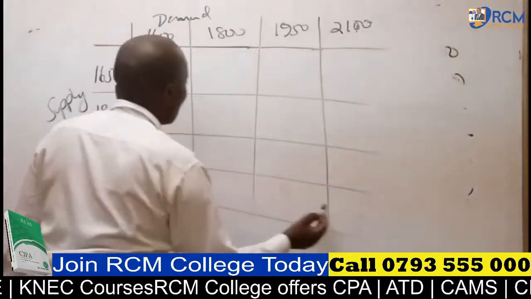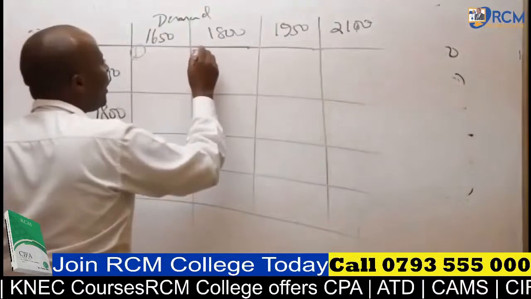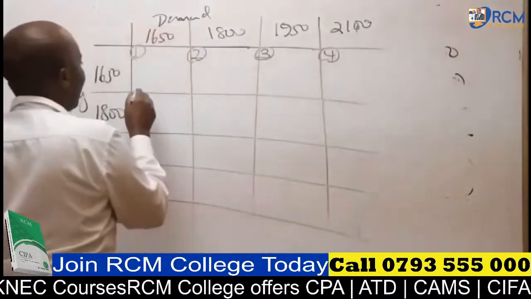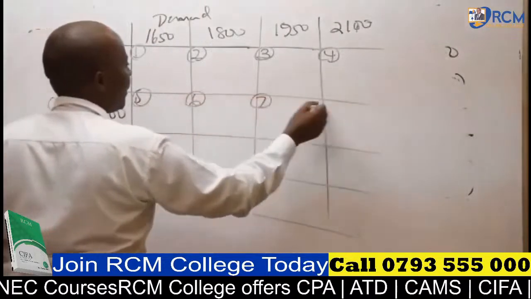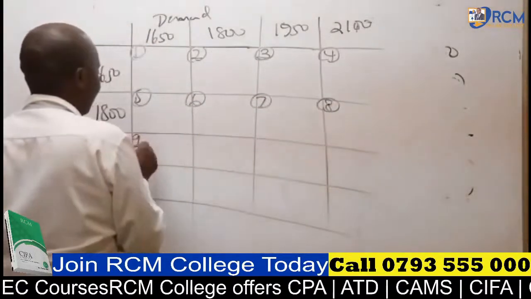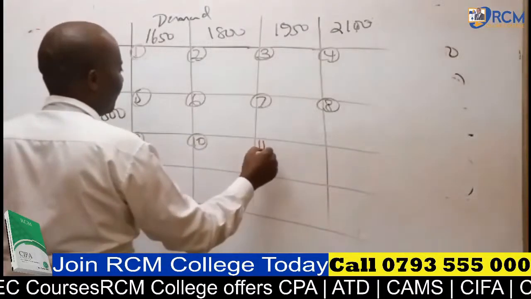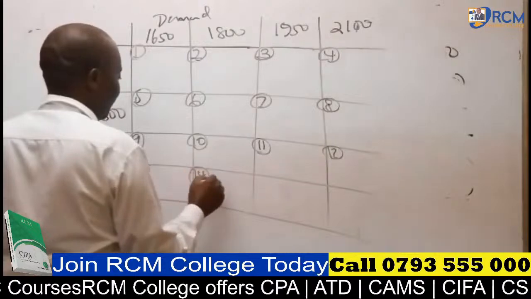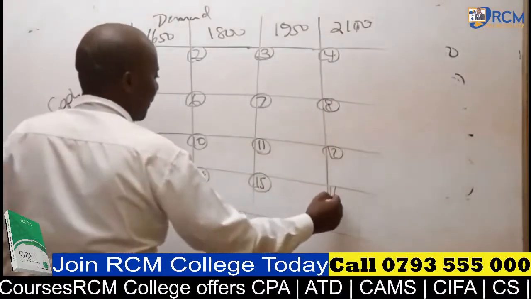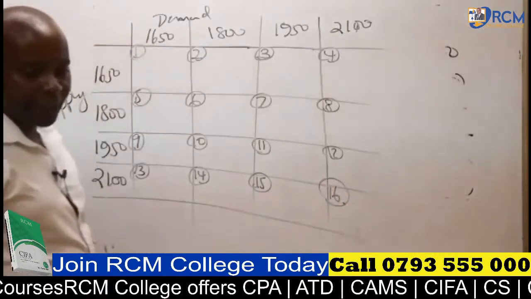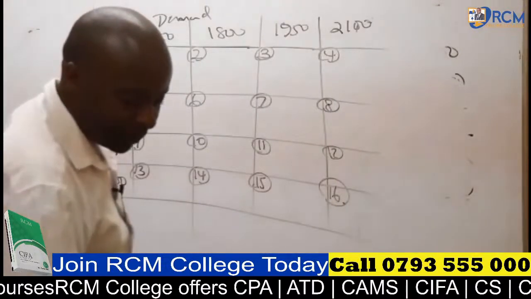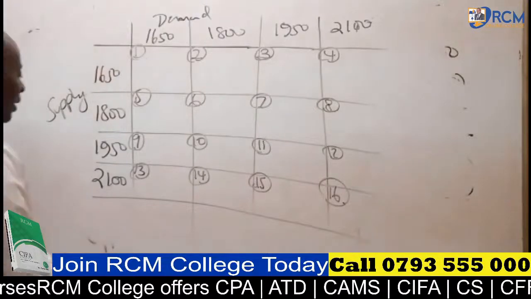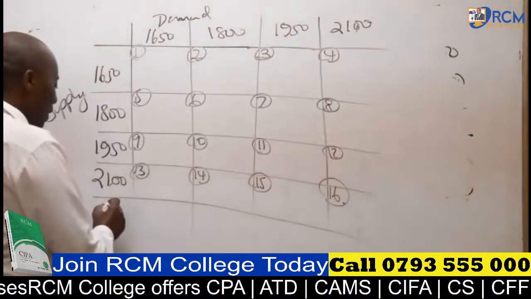So I'm so sure that each one of us drew this, which is really a great step forward. So I would want us now to get payoffs for cell number 1. Cell number 1 is a perfect match.